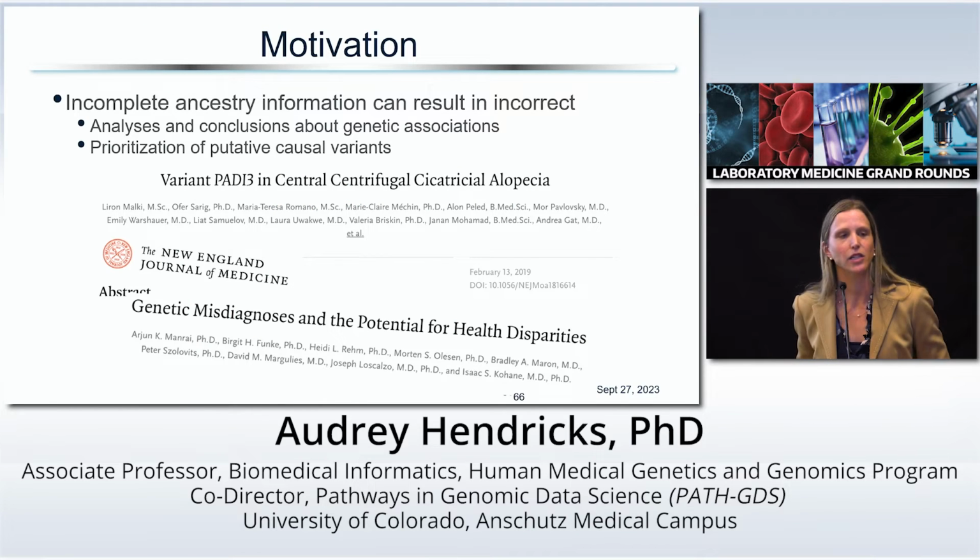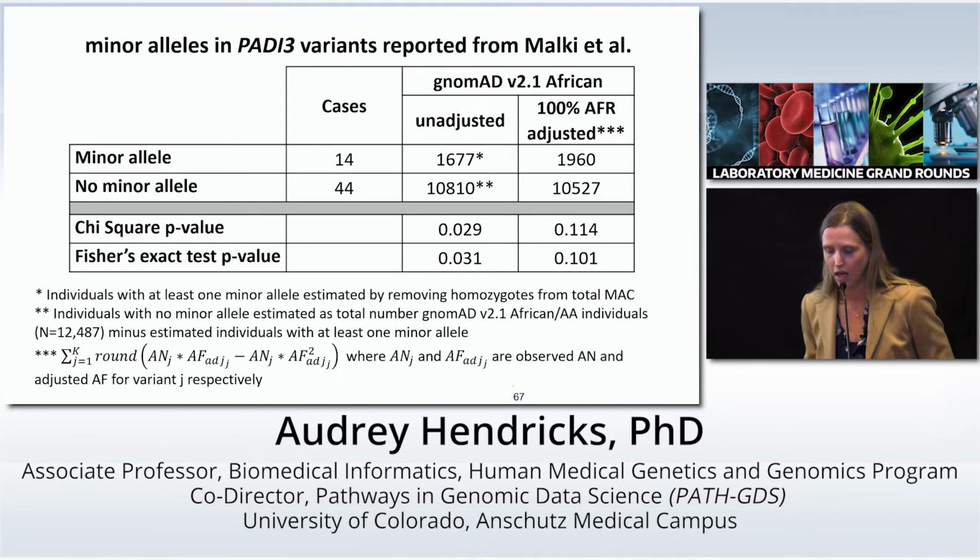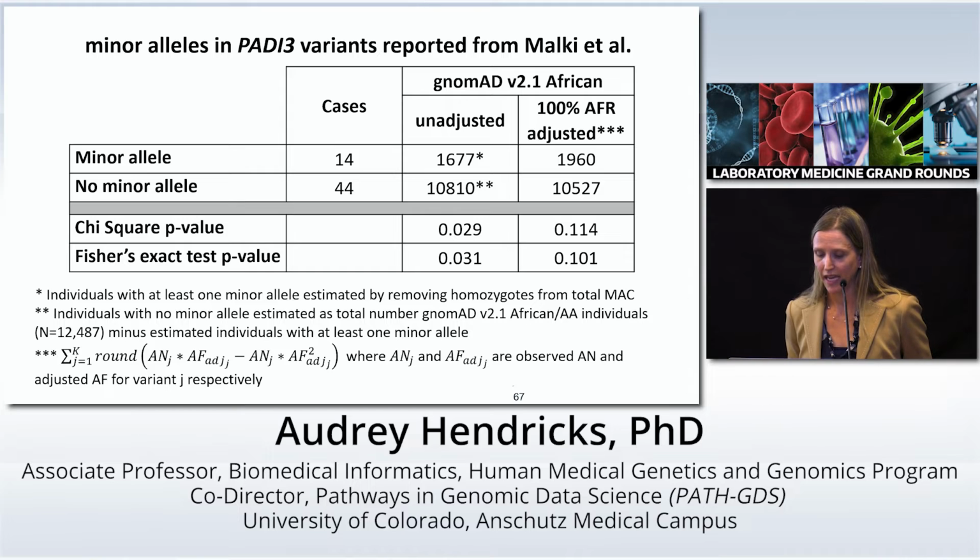Okay, so then we wanted to go back to one of our motivating examples, and we reanalyzed the data from this study of severe hair loss. And so we took the gene and the variants that they found in their cases, and we grabbed the number of alleles in our unadjusted Nomad, and then we adjusted the allele count for 100% African ancestry. And we recreated the tests that they did in their paper. And what we can see and what's expected is that our p-value, our strength of our statistical test, differs by whether we adjust for ancestry or whether we don't.